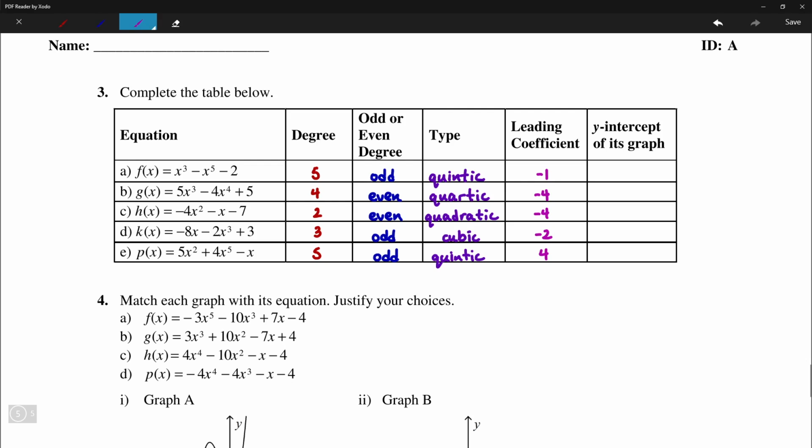Okay, we're also looking for the constant terms as well. The first constant was -2. So the question asked for the y-intercept of its graph, but that's just the constant term. So -2, 5, -7, 3, and finally the last one, there's no constant term per se, so the constant term is just 0. Okay, so that's number 3.